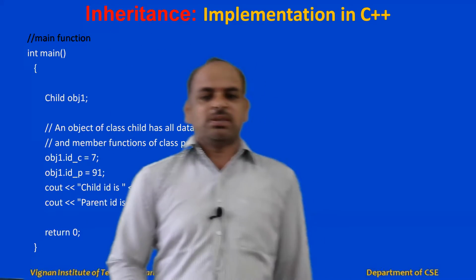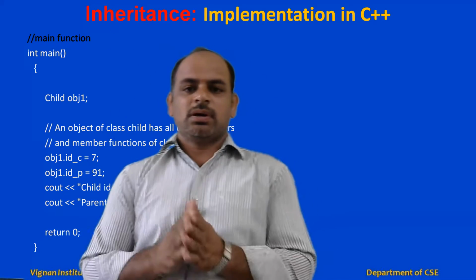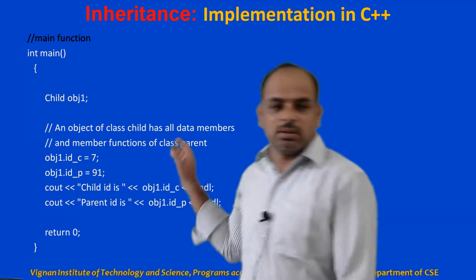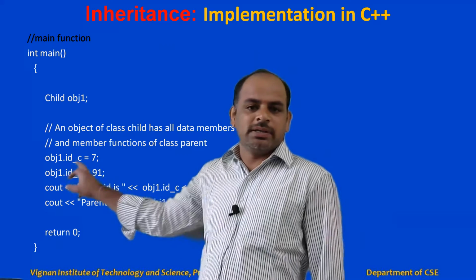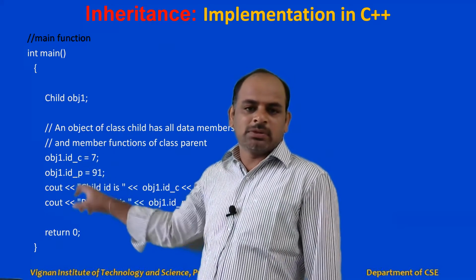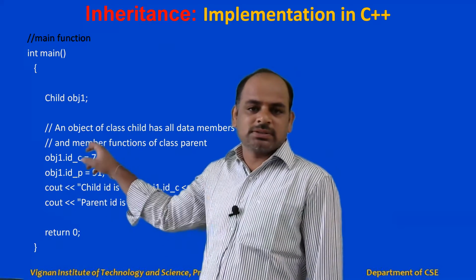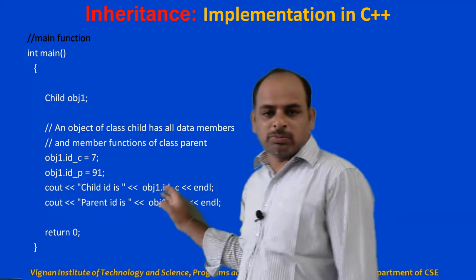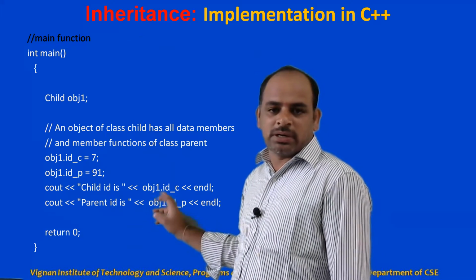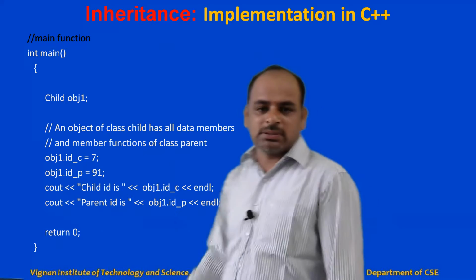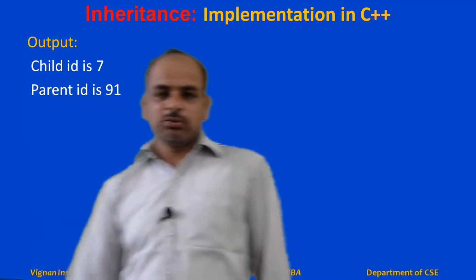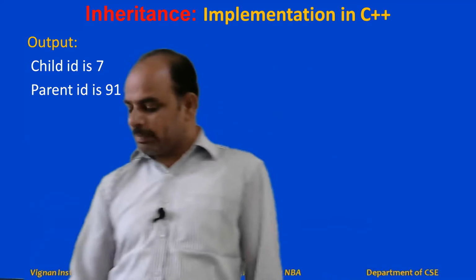So in continuation to the previous, this is how to implement the inheritance. In which you can see here, child class ID is initialized with 7 and parent class ID is initialized with 91, and both are members of the child class because the child class is derived from the base class. Now the output which is going to be displayed by this is object1.idc is 7 and object1.idp is 91. So this is the output which we are going to get from the previous code.